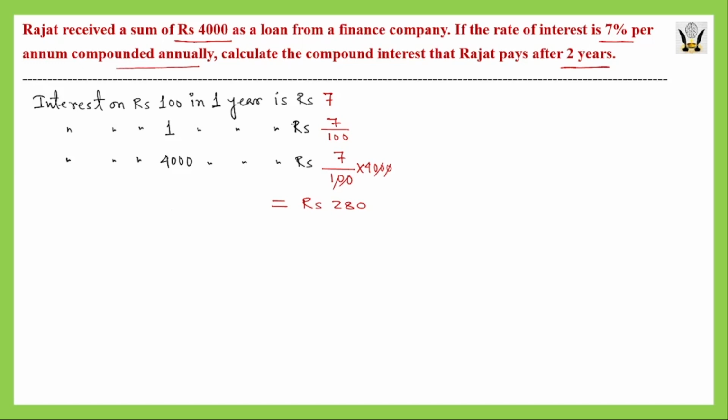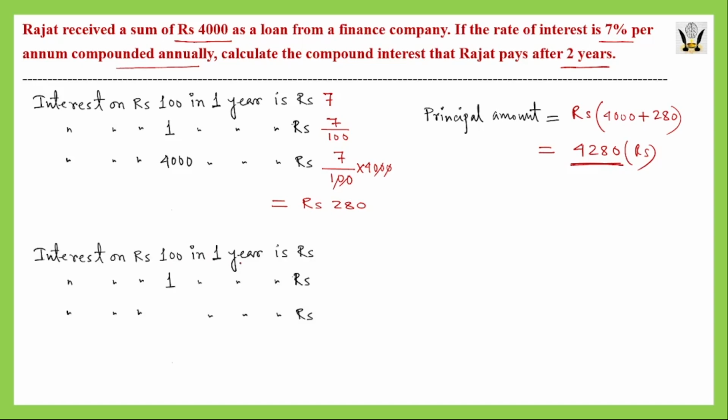So after 1 year, since this is compound interest, the principal amount will be the initial principal amount, which was 4,000, and then the interest that will be accumulated with that. So principal amount will now be rupees 4,000, the initial principal amount, and then 280 is the interest after 1 year. So after 1 year, the revised principal amount will be 4,280 rupees. Now in the next year, we have to calculate the interest by taking this amount as principal amount, and that is the concept of compound interest. So in the second year, how will we calculate?